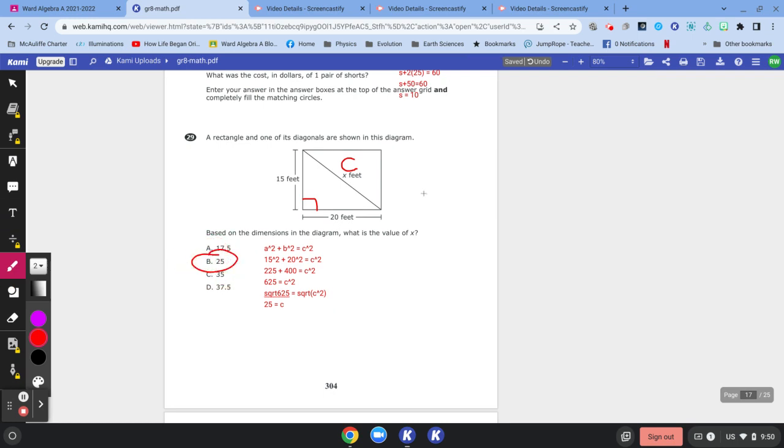Now, why did I say this was part of a 3, 4, 5 triangle? Well, 3 times 5 is 15, 4 times 5 is 20, and 5 times 5 is 25. So this is a scaled up 3, 4, 5 triangle. 3 squared plus 4 squared is 9 plus 16, and that adds up to 25, which is 5 squared.